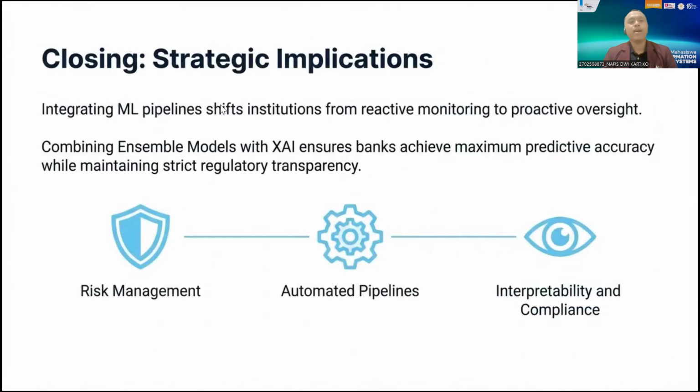As the closing and strategic implication, integrating machine learning pipelines moves the institution from reactive monitoring to proactive oversight. Combining ensemble models with explainable AI ensures the bank or company achieves maximum predictive accuracy while maintaining strict regulatory transparency. For risk management, they can use machine learning to automate pipelines and have interpretability and compliance with state or regulatory requirements.